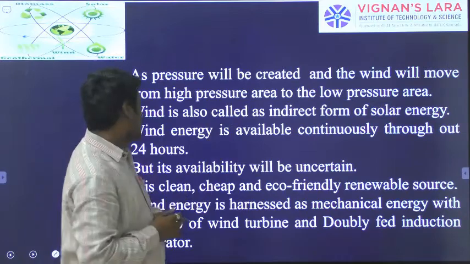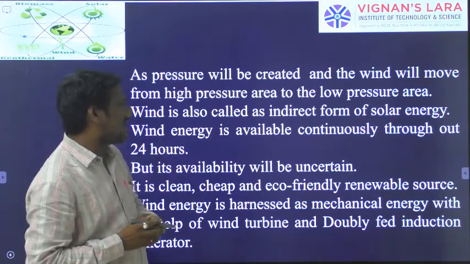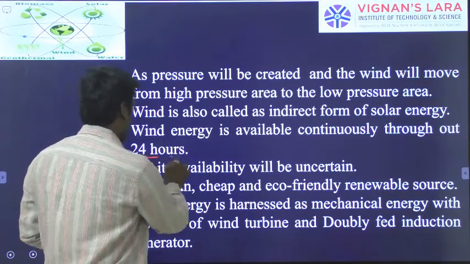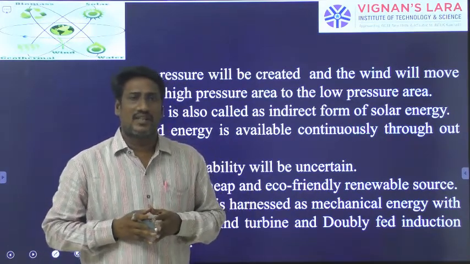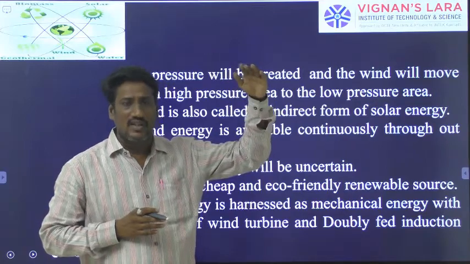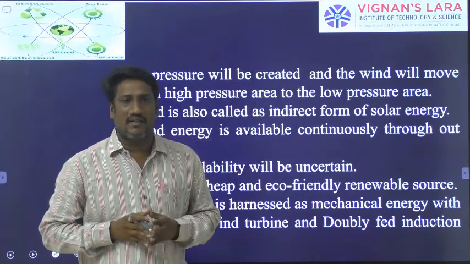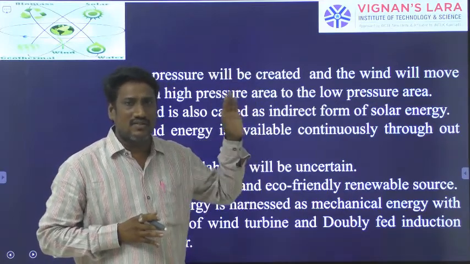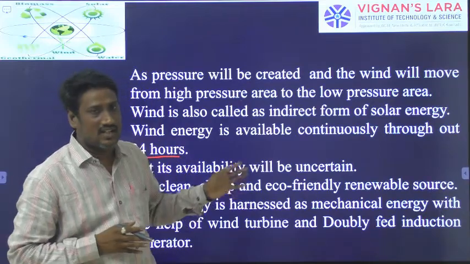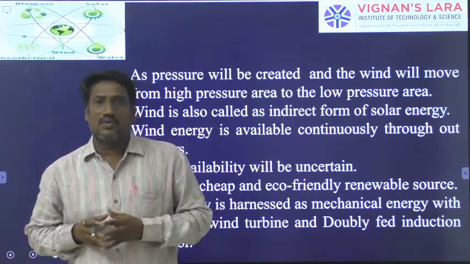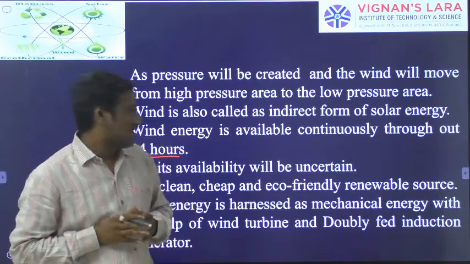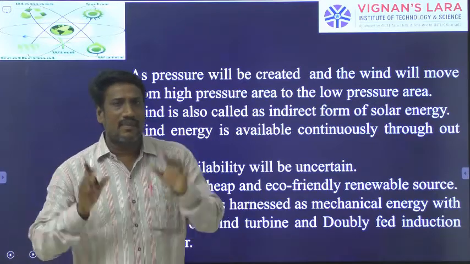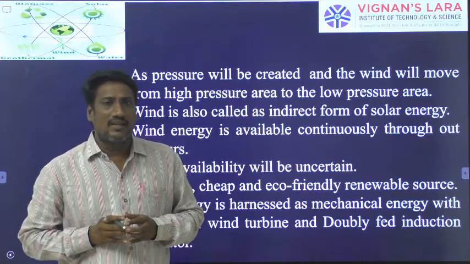This wind energy is available throughout 24 hours. Already we have seen that solar energy is available only in the sunshine hours, morning 6 a.m. to evening 6 p.m. Around 12 hours only solar energy is available, whereas wind energy will be available throughout 24 hours.